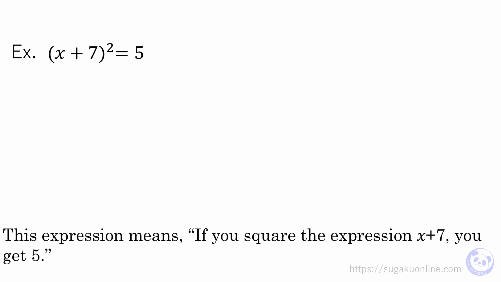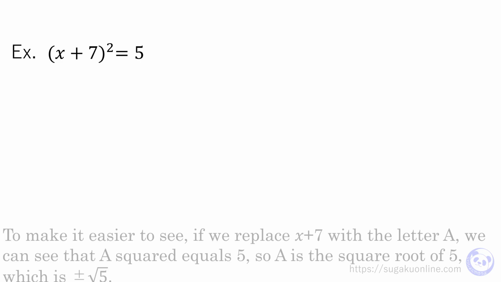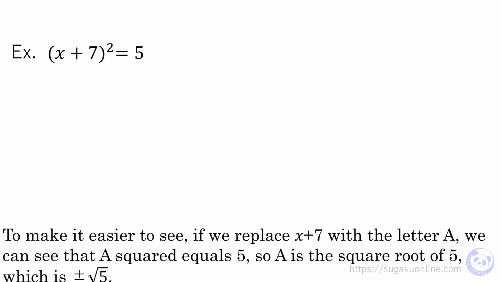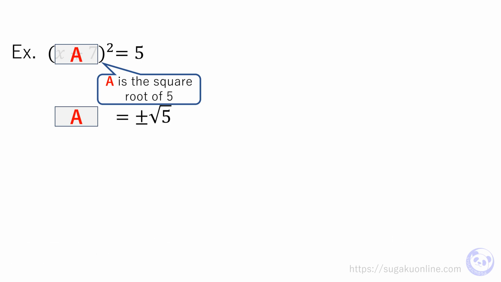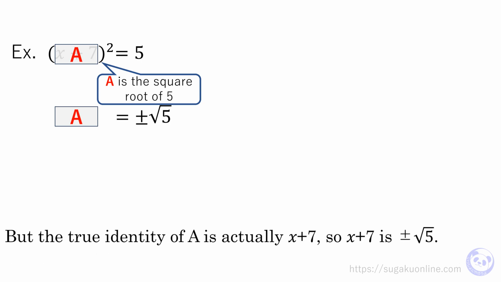This expression means, if you square the expression x plus 7, you get 5. To make it easier to see, if we replace x plus 7 with the letter a, we can see that a squared equals 5, so a is the square root of 5, which is plus or minus square root 5. But the true identity of a is actually x plus 7, so x plus 7 is plus or minus square root 5.